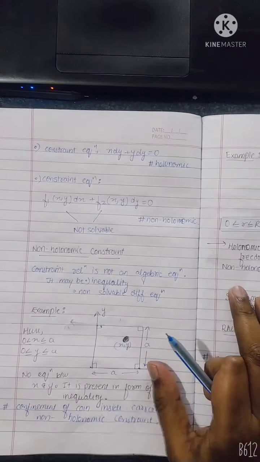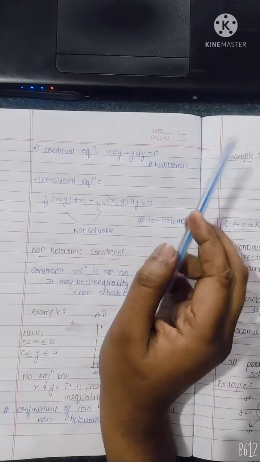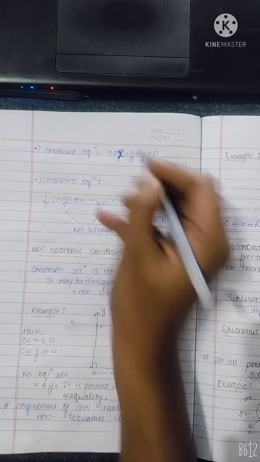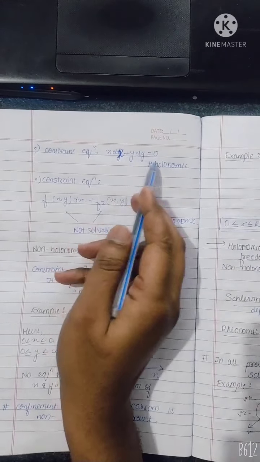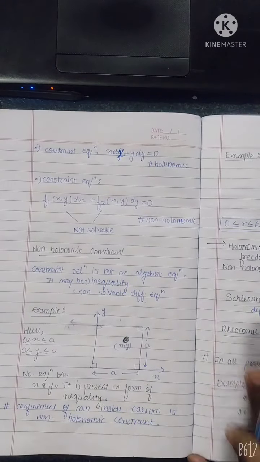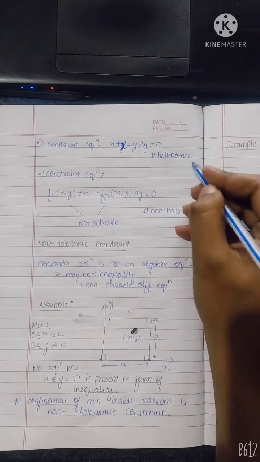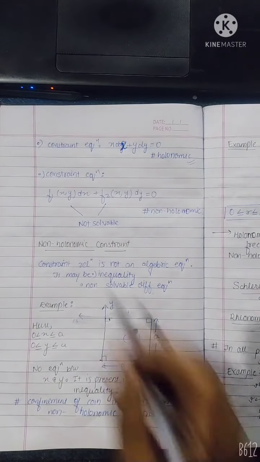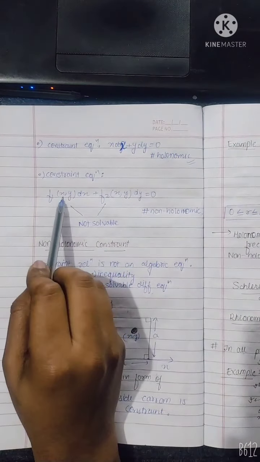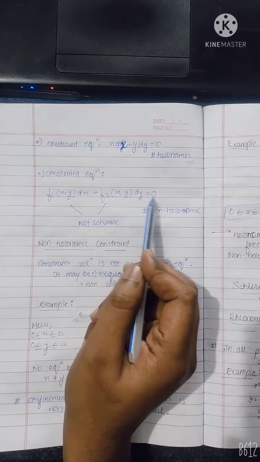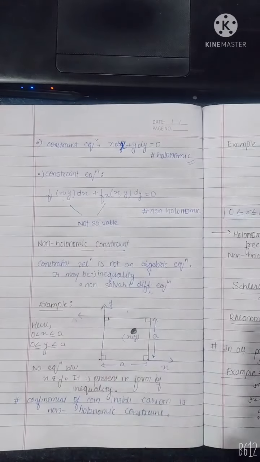Now the next example is the constraint equation x dx plus y dy is equal to 0. It is a common differential equation, and on solving it, it is integrable, hence it is holonomic. Another relation, for example, is f1, which is a function of x and y, dx, plus f2 of x comma y, dy is equal to 0, where f1 and f2 are non-solvable.